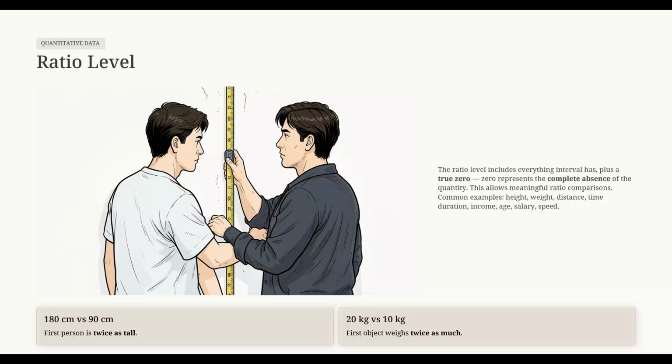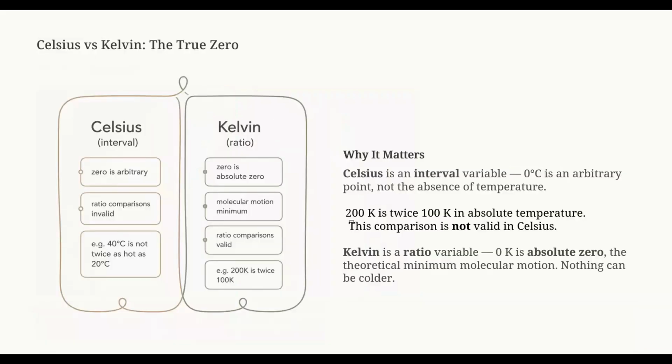Common examples of ratio variables include height, weight, distance, time, duration, income, age, number of products sold, salary, speed. Since these variables have a meaningful 0 point, we can perform all mathematical operations including ratio comparison.